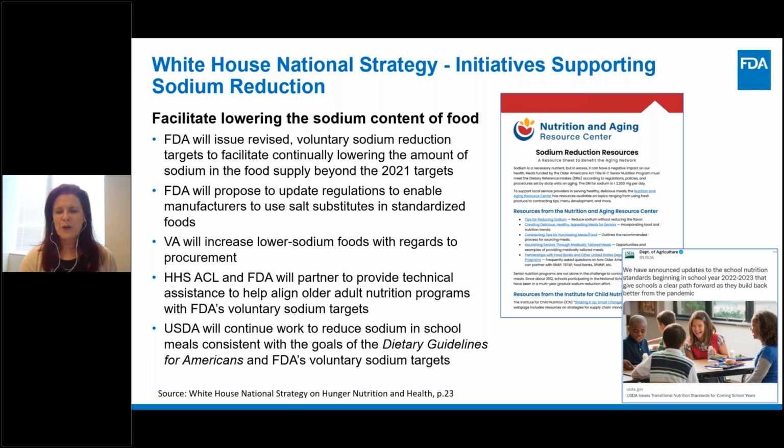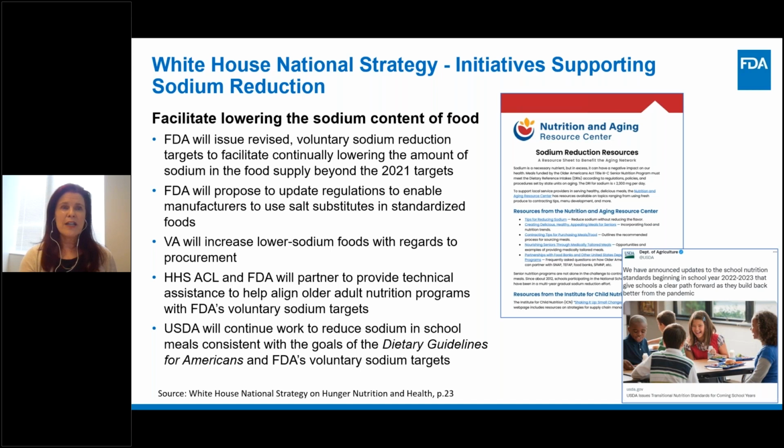And indeed, I'm showing some of those activities, the technical assistance, the toolkit that was provided in collaboration between FDA and ACL, and that's shown here. We also held a couple of webinars.